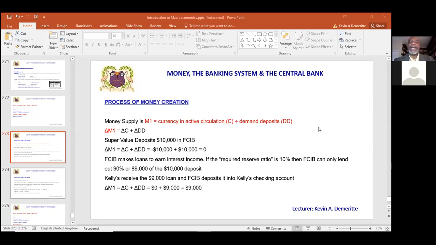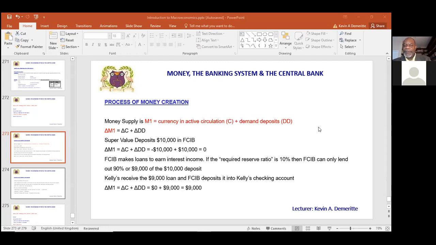Fine. Let's say whoever borrowed that money from FCIB turns around and walks into Kelly's and spends that money in Kelly's. So now Kelly's has $9,000. And Kelly's turns around and deposits that $9,000 into its bank account with FCIB.